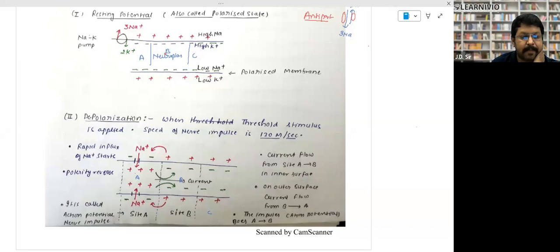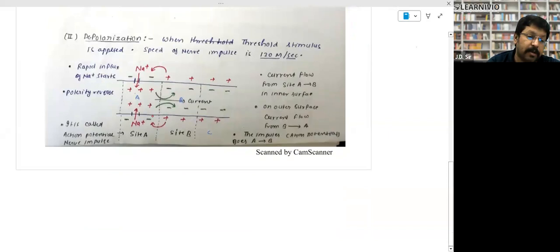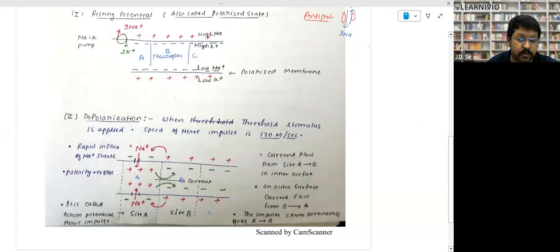Now what happens when depolarization takes place? Means some stimulus comes, somebody touched. Now these channels, these sodium potassium pumps, get reversed, right? When they get reversed, what will happen? Now 3 sodium ions will start coming inside and 2 potassium ions will go outside.